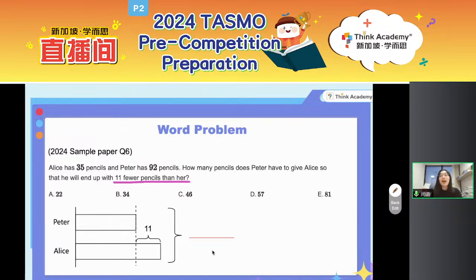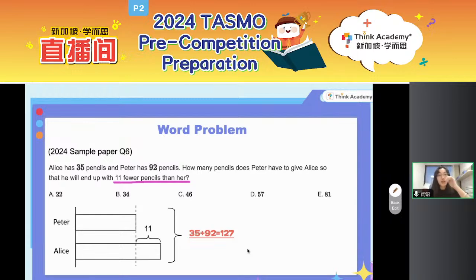Now back to the question, Peter gives Alice some pencils, right? So again, what doesn't change? One has fewer pencils, one has more pencils, but the total number of pencils doesn't change. Originally, how to figure out the total? That is 35 plus 92. So now it is still 127 as the total number of pencils.